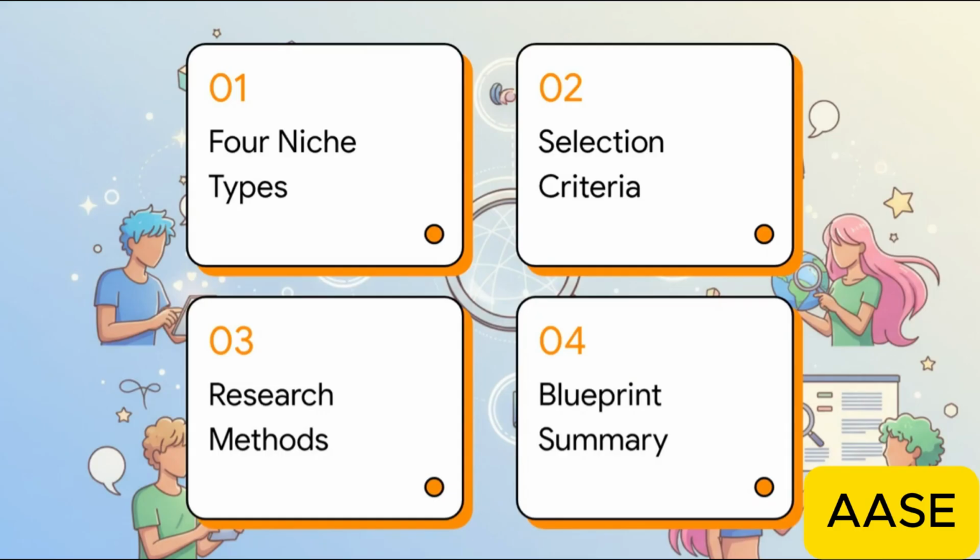So here's our game plan. First, we'll break down the 4 core types of niches. Then we'll get into the specific criteria you need to look for. After that, I'll show you some really powerful research methods, and we'll wrap it all up into a neat summary, your personal blueprint. It's a simple path, step by step, to get you exactly where you need to go.